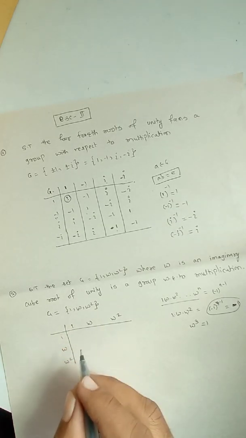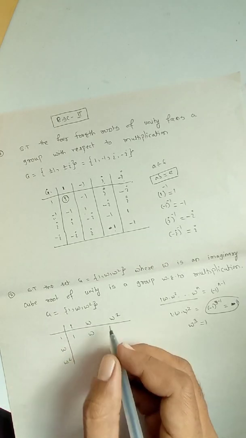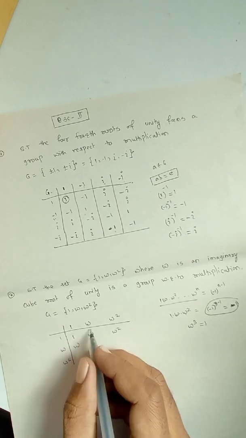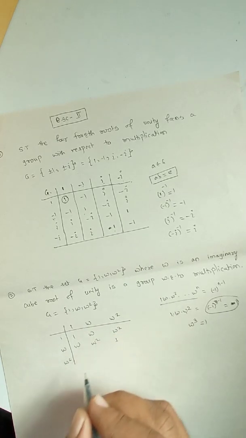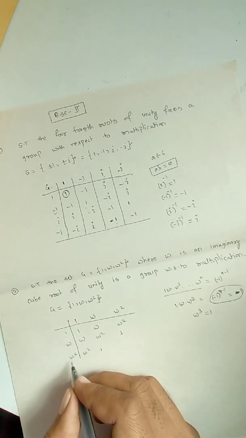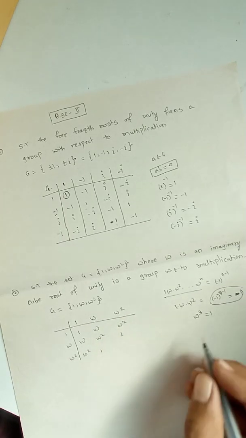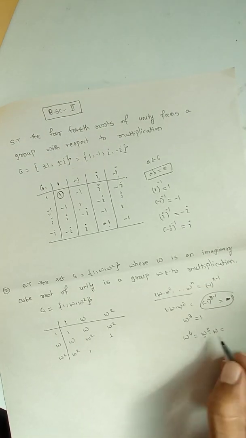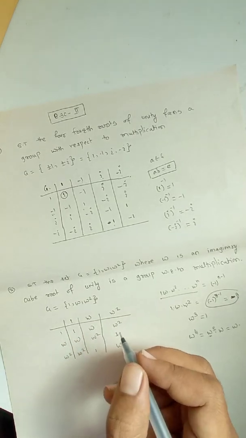Now we have to find the composition table of this. So multiply 1 with 1, 1 with omega, 1 with omega square as it is. Now omega into 1, omega into omega, and omega into omega square, omega cube, which is equal to 1. Now omega square into 1, omega square into omega cube, which is equal to 1, and omega square into omega, omega raised to 4 is equal to omega cube into omega. So this is 1, so it is equal to omega. So this is the composition table of all the cube roots of unity.